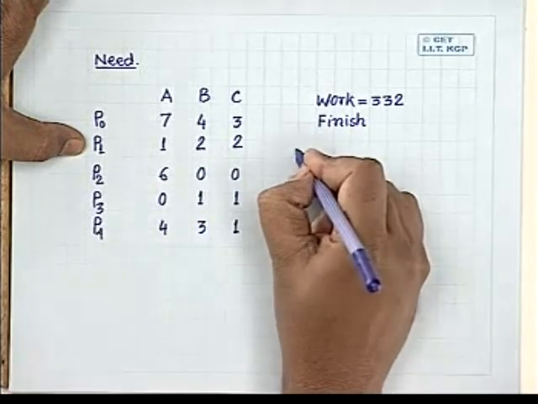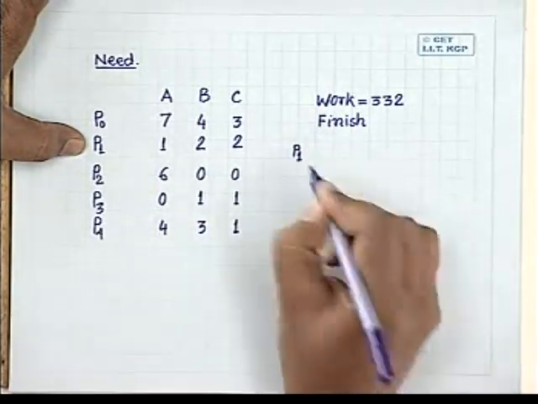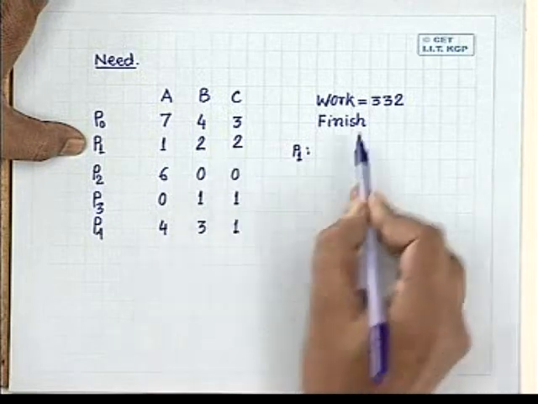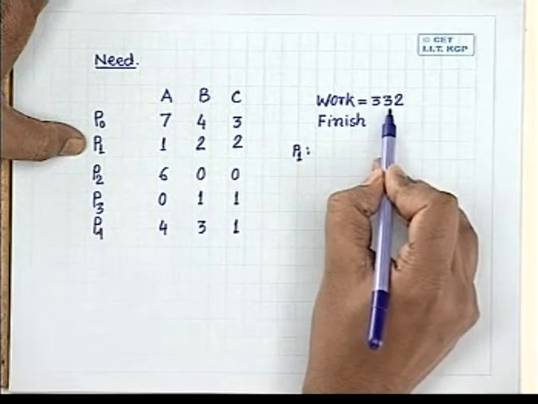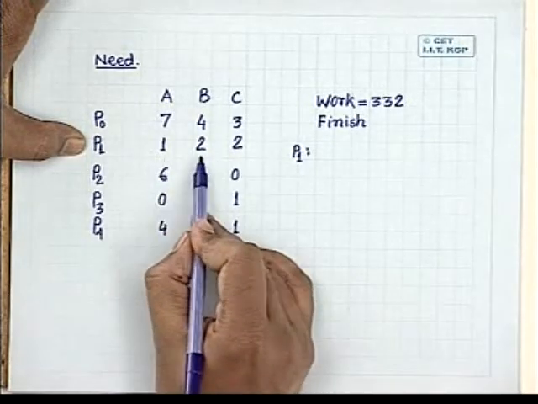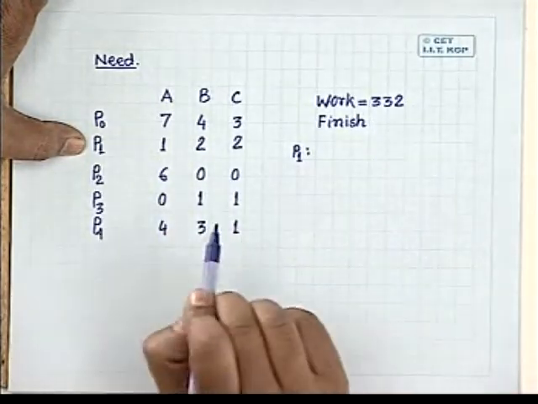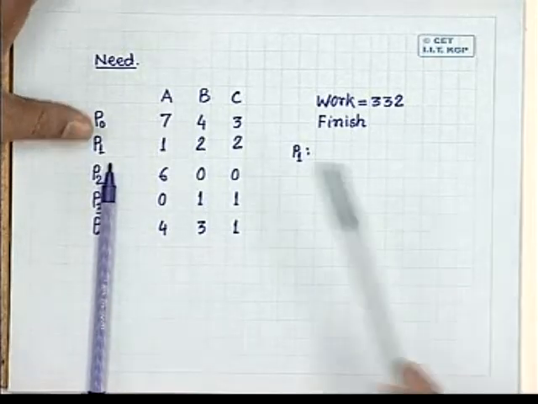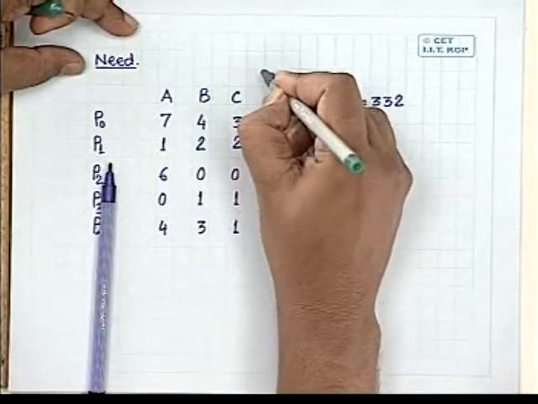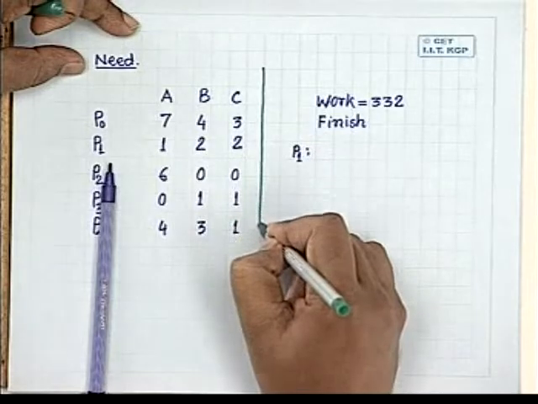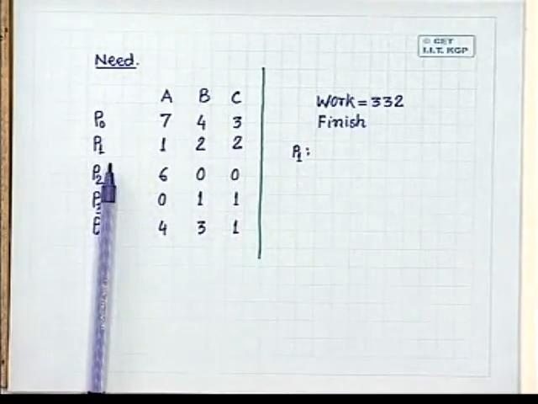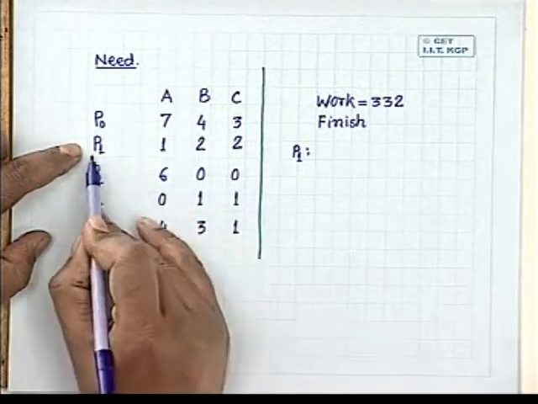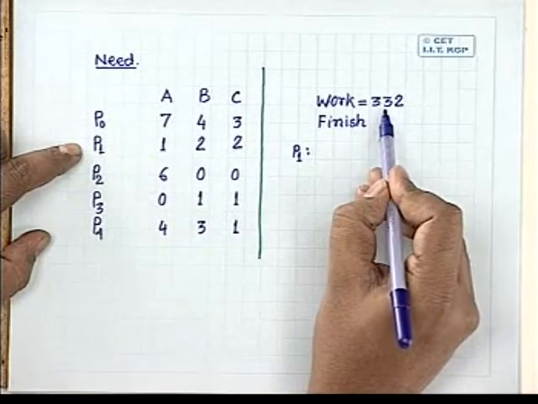So we come to process P1. The future requirement of process P1 is 1, 2, 2. The available number of resources is 332. So 1, 2, 2 is less than or equal to 332, as per the definition of the less than or equal relation over vectors that we have already said: x is less than or equal to y if every component of x is less than or equal to the corresponding component of y. So the need of P1, that is its future requirement, is less than or equal to the available resources.